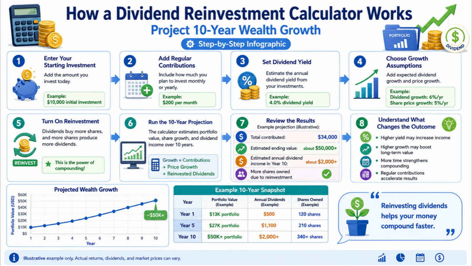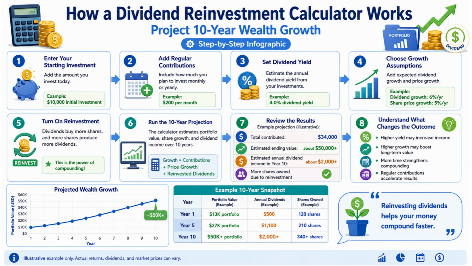Then, you choose growth assumptions, because dividend investing is affected by both dividend growth and share price growth. For example, you may estimate 6% yearly dividend growth and 5% yearly share price growth to see how your portfolio could increase over 10 years.